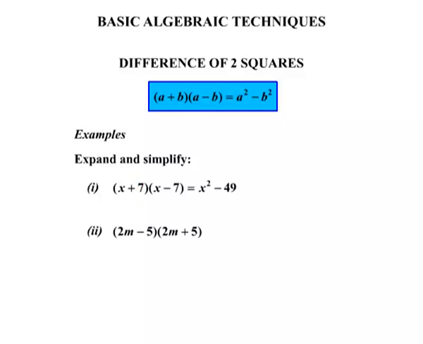Next one, 2m minus 5 times 2m plus 5. The first term squared will be 4m squared, and then it's always minus, then 5 squared is 25. Next one, 3m minus a times 3m plus a. The first term squared, that's 9m squared, minus, and then the second term squared is simply a squared. So our answer there, 9m squared minus a squared.